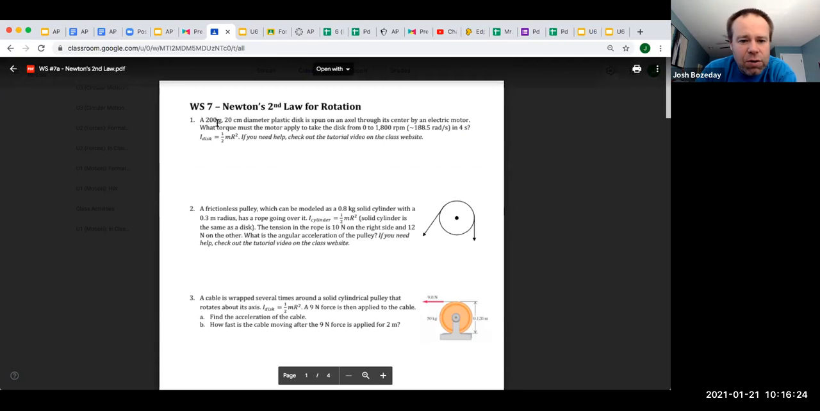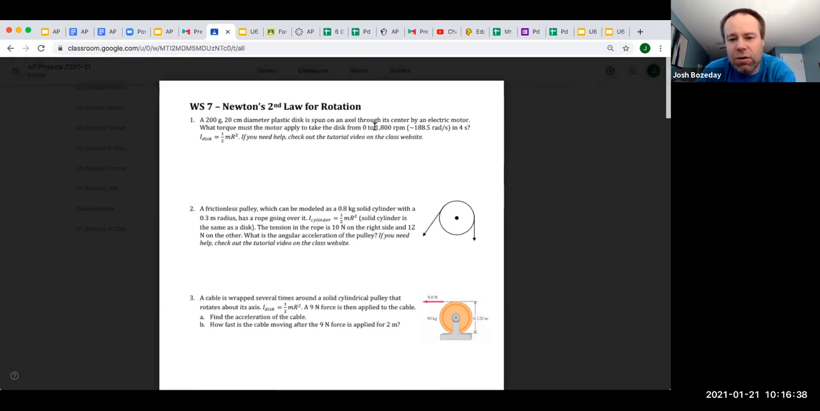So we've got a 200-gram, 20-centimeter diameter plastic disc that is spun on an axle through its center by an electric motor. What torque must the motor apply to take the disc from 0 RPMs to 1,800 RPMs, which is the equivalent of 188.5 radians per second, in 4 seconds?